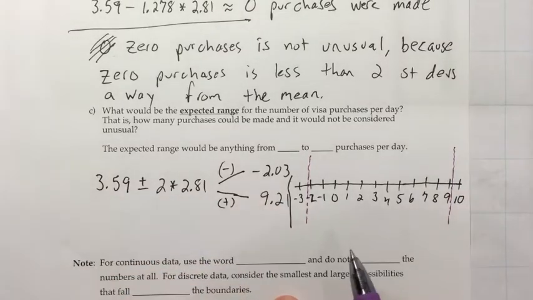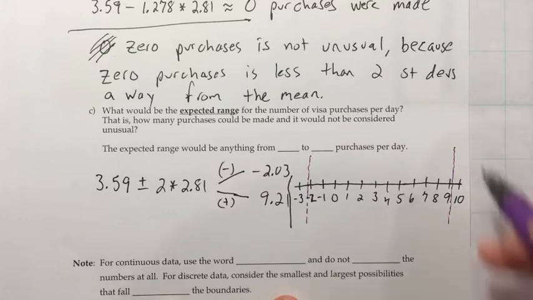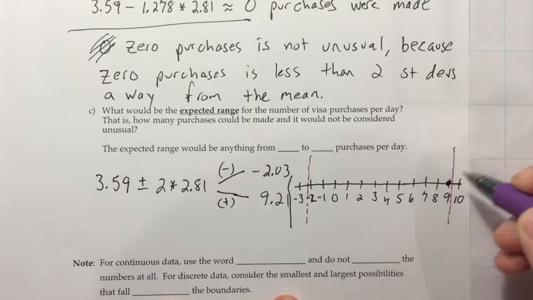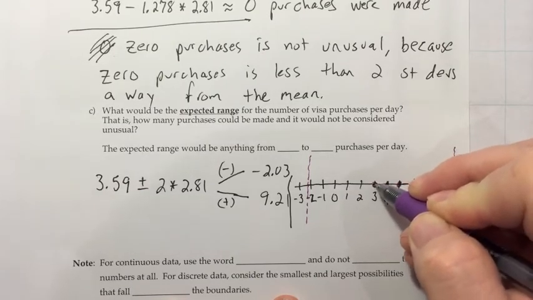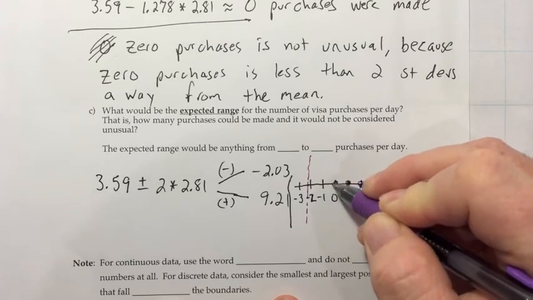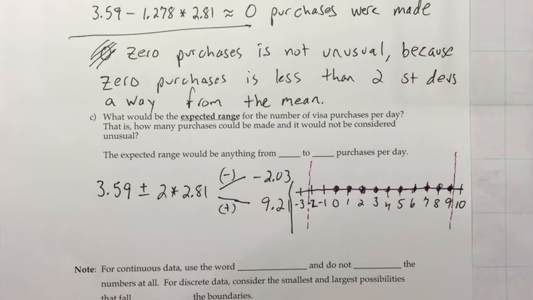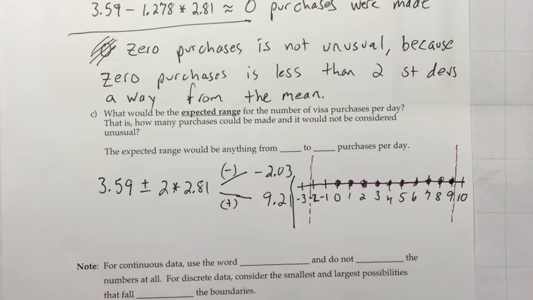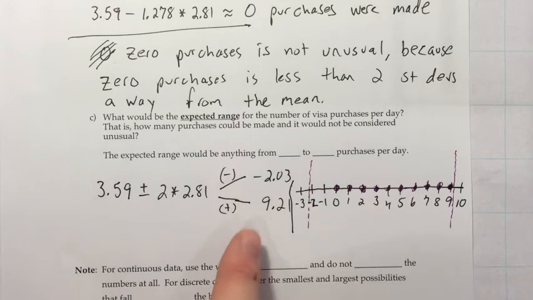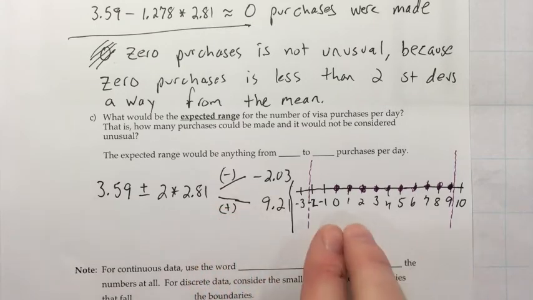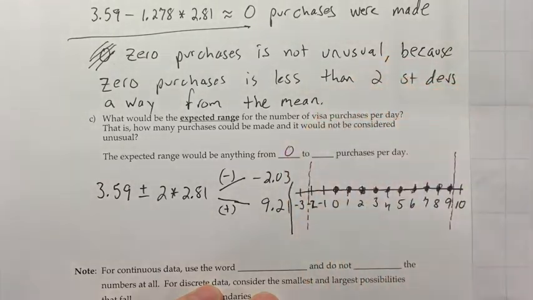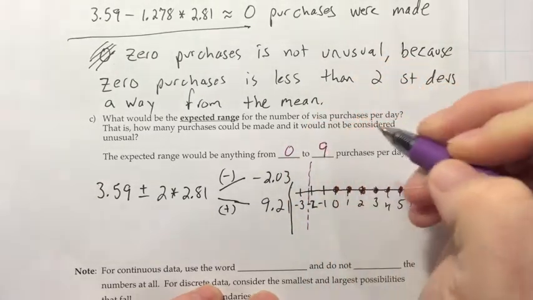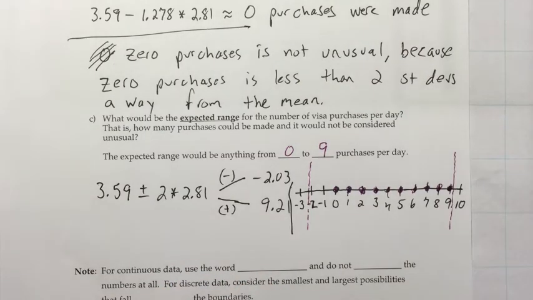So what's the largest number of purchases that falls in between these two purple fences that I just made? It looks like that would be 9. And then 8's in there, so is 7, so is 6, 5, 4, 3, 2, 1, and 0. And so is -1 and -2, but those don't really make sense for a number of purchases. So you see that when I'm trying to think about the expected range, I'm calculating boundaries, but if it's a discrete variable, I'm also thinking about what's possible in between those boundaries. And in this case, the smallest number of purchases that fits in between those boundaries and makes sense is 0, and the largest number would be 9. So my answer is that the expected range would be anything from 0 to 9 purchases.